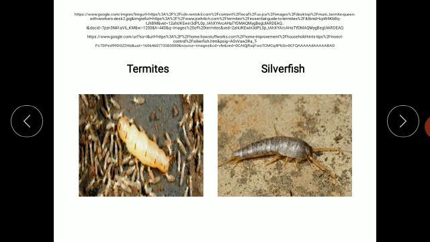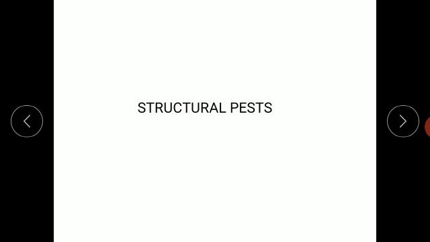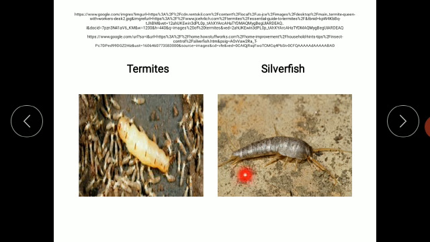the wooden furniture, and this is the silverfish. The silverfish attacks the papers. Okay. So these are the two examples, termites and silverfish. They are the examples of structural pests.